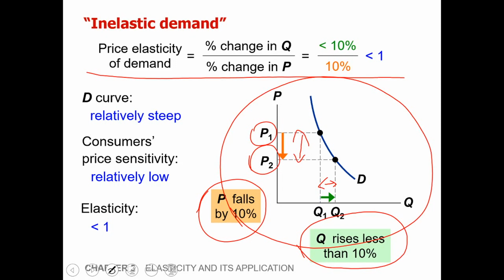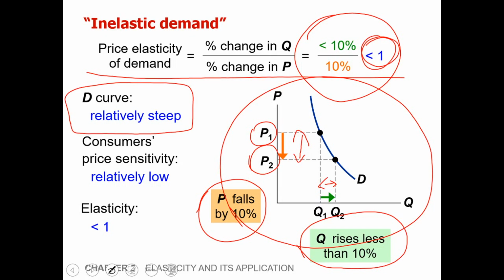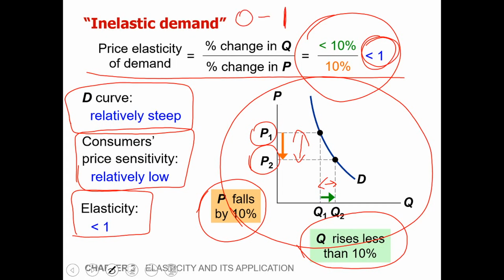In this case, when you look at the formula right here, the change in quantity is less than 10% over 10%, so the final answer would always be less than 1. Whenever you apply the formula and you get an answer less than 1, between 0 and 1, let's say, then it is always inelastic demand. The demand curve in this case is relatively steep, consumers' price sensitivity is relatively low, and elasticity is less than 1. This is the second case, inelastic demand. In inelastic demand, the elasticity is always between 0 and 1. Always.